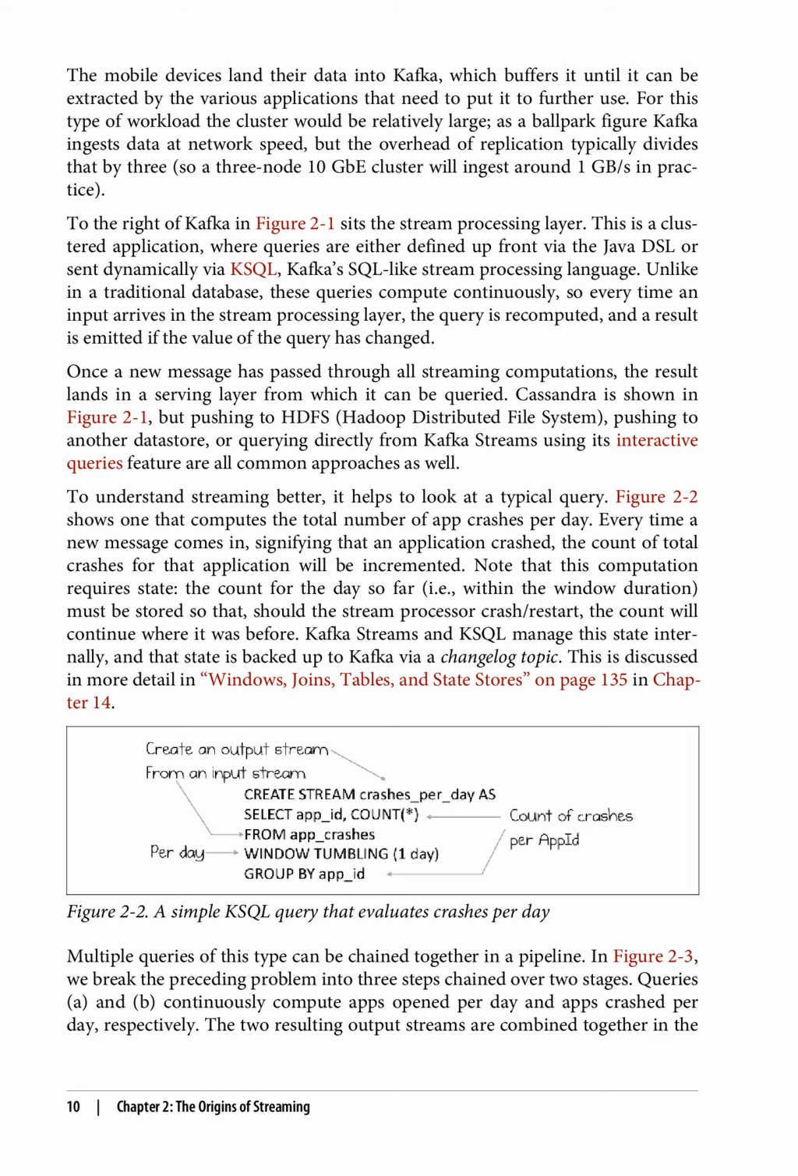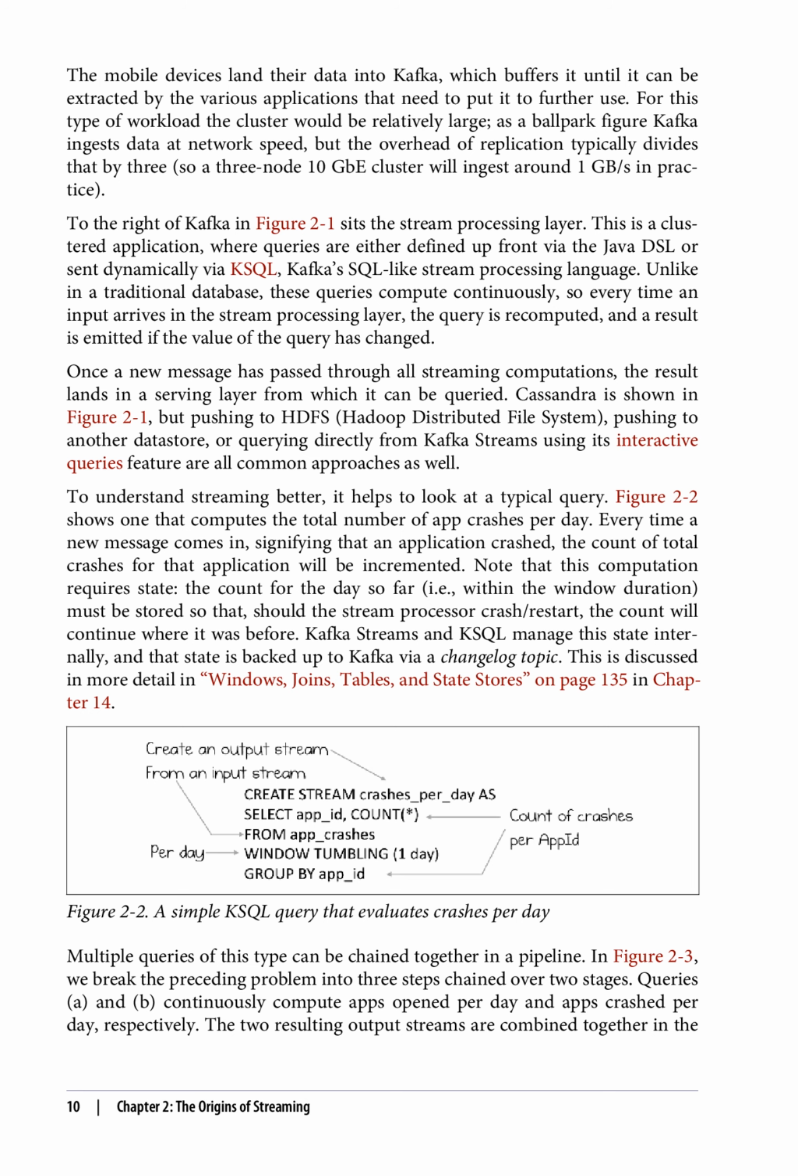Unlike in a traditional database, these queries compute continuously, so every time an input arrives in the stream processing layer, the query is recomputed, and a result is emitted if the value of the query has changed. Once a new message has passed through all streaming computations, the result lands in a serving layer from which it can be queried. Cassandra is shown in Figure 2.1, but pushing to HDFS, Hadoop distributed file system, pushing to another data store, or querying directly from Kafka streams using its interactive queries feature are all common approaches as well.